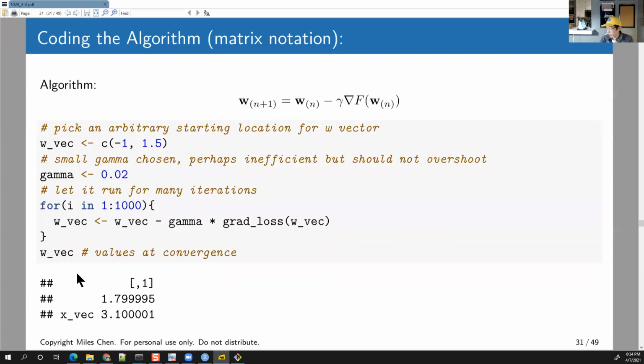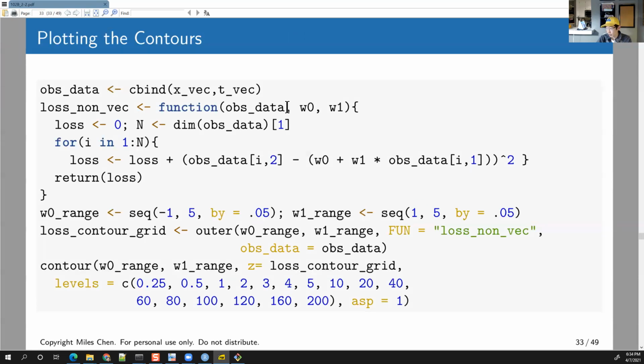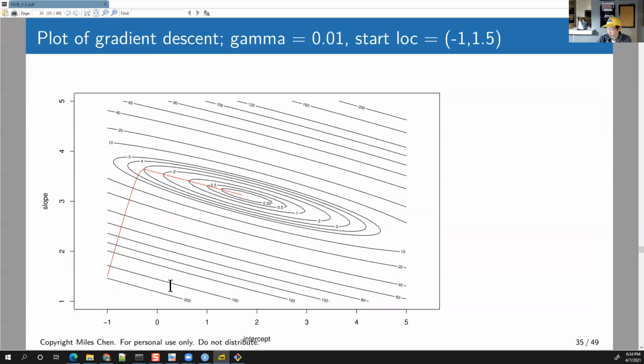I want to show you a couple of plots that show what's happening as it searches for the optimal solution. Again, the minimum occurs when the intercept is at 1.8 and the slope is 3.1. This axis represents the intercept and this one represents the slope. This is just code that I've written to plot what's happening here, and this is the path that gradient descent takes.